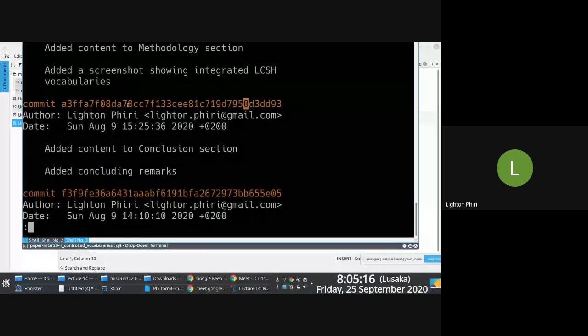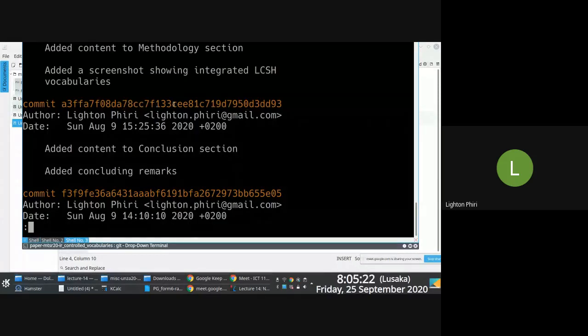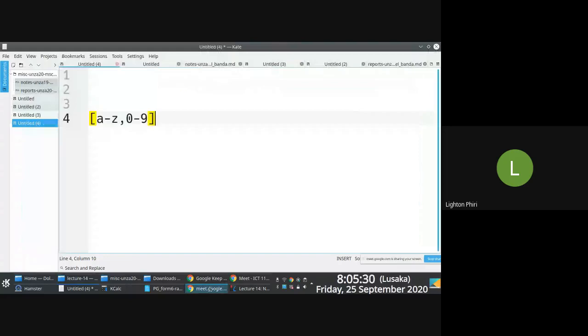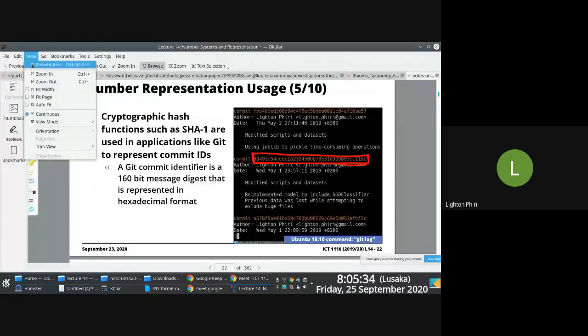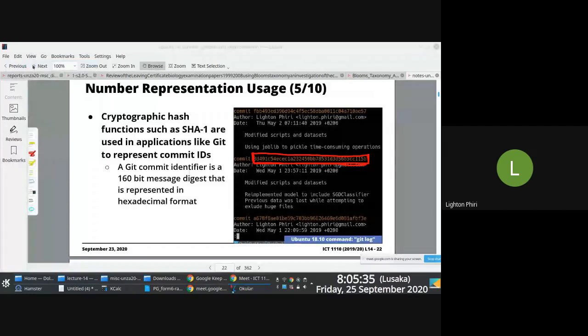In here you have 3, 7, 8, 7, 8, 7, 1, 3, 3, 8, 1, 7, 1, 9, 7, 9, 5, 0, 3, 9, 3, right? So all classic examples of how these different bases or numbers tend to be used, right?